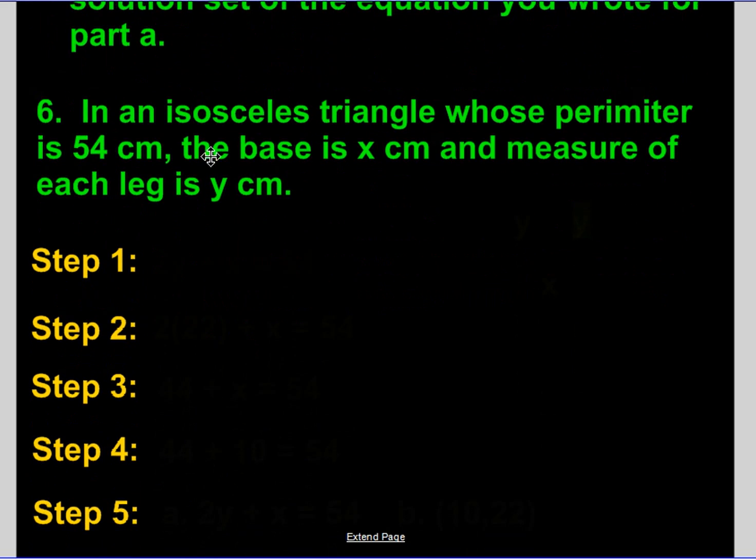So number 6, it says that an isosceles triangle whose perimeter is 54 centimeters has a base of x centimeters and a measure of each leg is y centimeters. So we don't know what the sides are, but we know what the total is. But if you remember, an isosceles triangle has two sides that are the same and one side that is different. So it makes sense that the two sides that are the same would both be y's, and this would be x. So we have 2 y's plus an x equals 54. And we can write the equation that way.